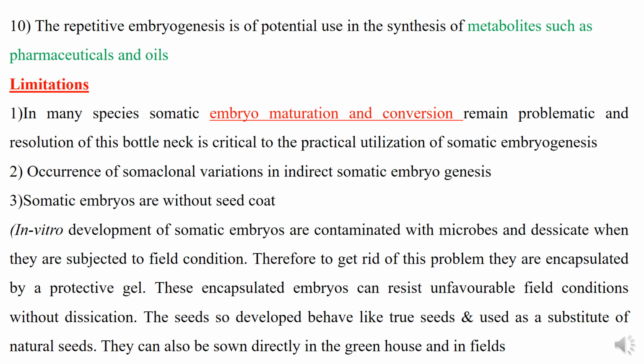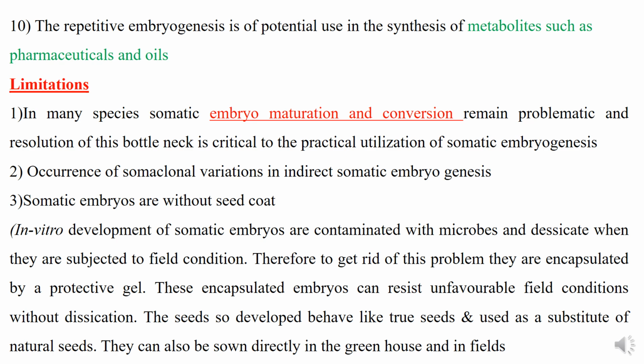In many species, somatic embryo maturation and conversion remain problematic, and resolution of this bottleneck is critical to the practical utilization of somatic embryogenesis, because maturation and conversion into a plantlet is a very difficult task in the case of somatic embryogenesis. First we have to overcome those problems, then only we can utilize somatic embryogenesis on a commercial scale. And the occurrence of somaclonal variations in the case of indirect somatic embryogenesis, I already told you.